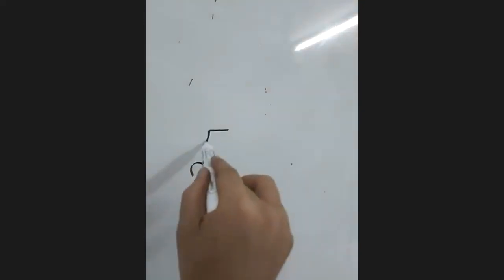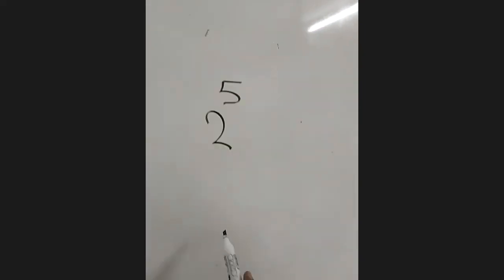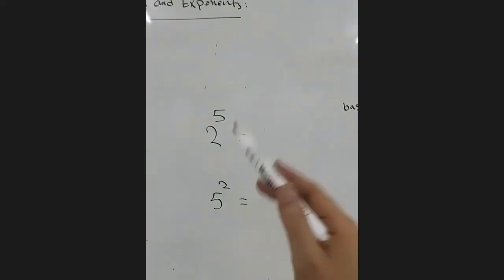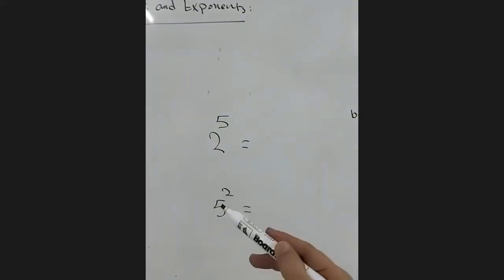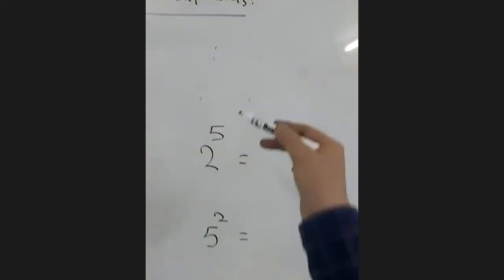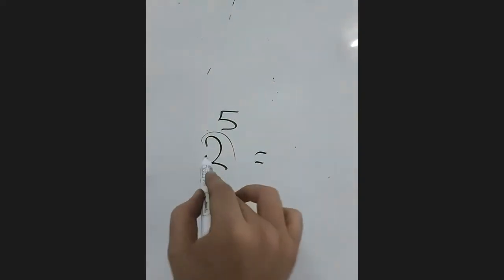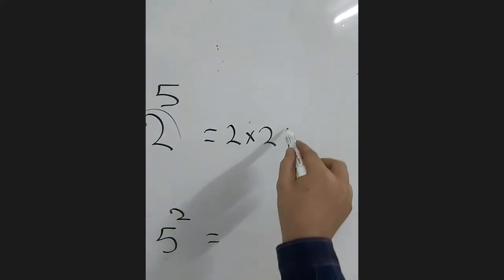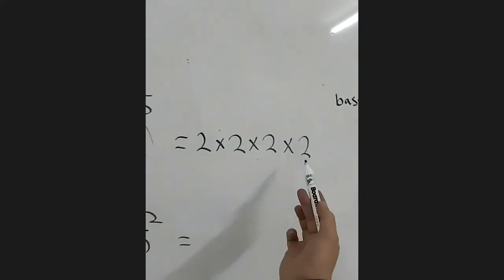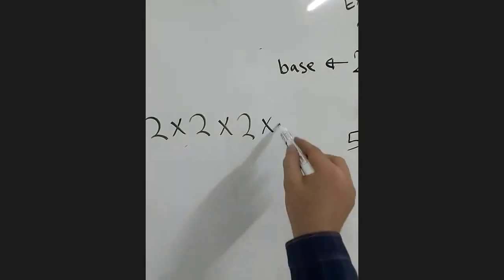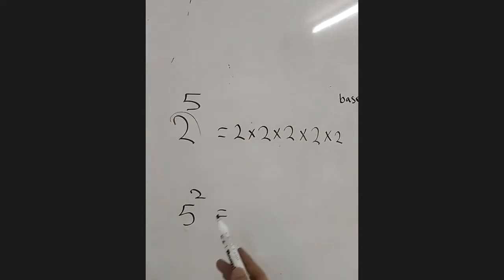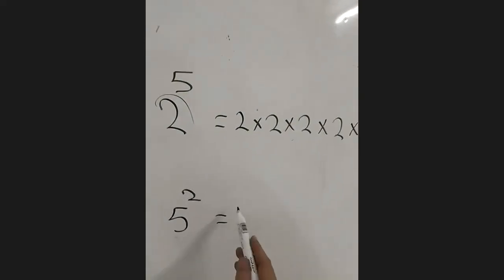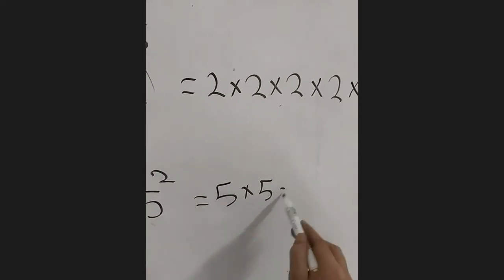For example, 2 to the power 5. It's different from 5 to the power 2. Look here, guys. They are different. Here, 2 to the power 5. Here, 5 to the power 2. 2 to the power 5 means you multiply 2 with itself. How many times? 5 times. So 2 times 2 times 2 times 2 times 2. How many of these? 1, 2, 3, 4, 5 times. But here, the 5 is multiplied by itself. How many times? 2 times. So it will be 5 multiply 5, which is 25.